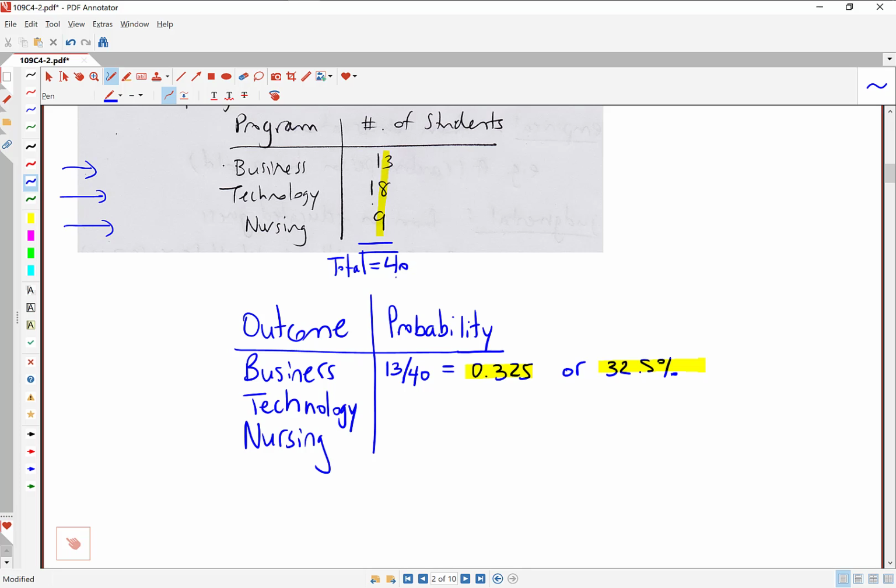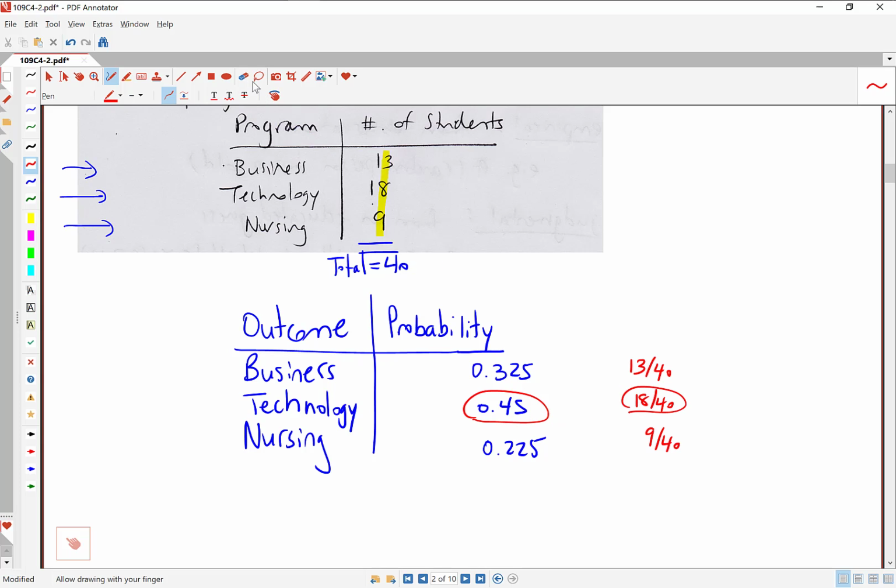Okay, let's find the probability of one of these students being in technology. We would take our 18 technology students, still just dividing by the total. So that gives us 0.45, or you could call that 45%. And then finally, take your nursing, number of students, 9 divided by 40, gives us 0.225. For me, saying 0.45 or 45% is a little bit more intuitive than saying 18 out of 40. But it's a personal choice whether you want to go the fraction route or the decimal route. So the total of all your probabilities should always be 1, and each probability should be somewhere between 0 and 1.